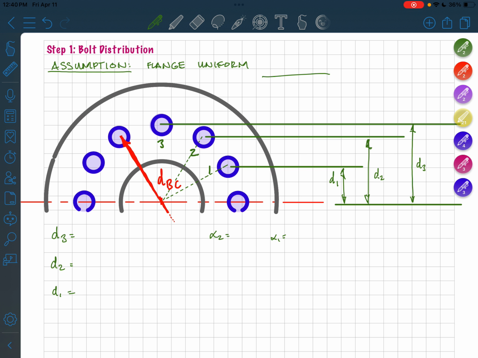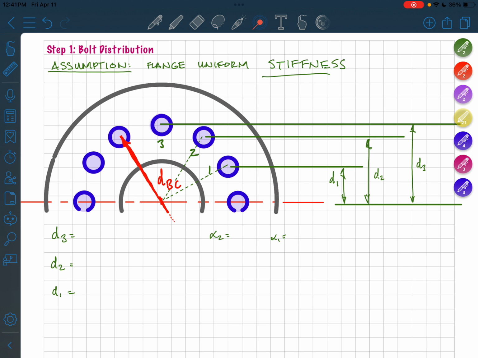The first thing we're going to do here is assume, just by looking at our picture, that our flange is uniformly stiff, has uniform stiffness. So we have no gussets, we have no reinforcement plates. Nothing about this joint is going to make any part of it more stiff than another part. Looking at the bolt distribution, we can see that it's symmetric about the horizontal axis and the vertical axis.